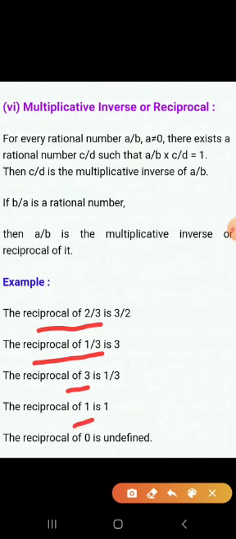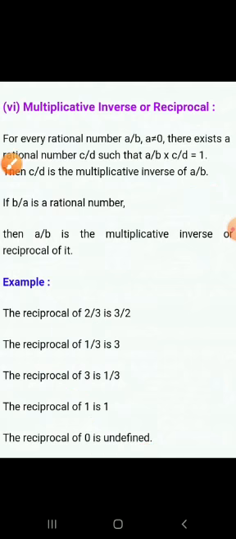Reciprocal of 1 is 1 upon 1. That is 1 only. Reciprocal of 0, it can't be defined. So if a upon b is a rational number, then its reciprocal or multiplicative inverse will be b upon a.